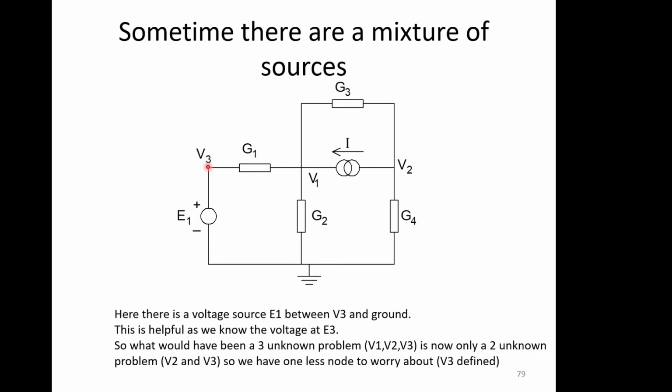If we didn't know that, if it was a bit more complicated than that, we would have had a 3 unknown problem. We would have had V1, V2 and V3 to worry about, whether these are the node voltages in a 3-node system. But now, just by looking at it, we can say it's only a 2 unknown problem, V2 and V1, because we know what V3 is. Sorry, it's a little mistake there.